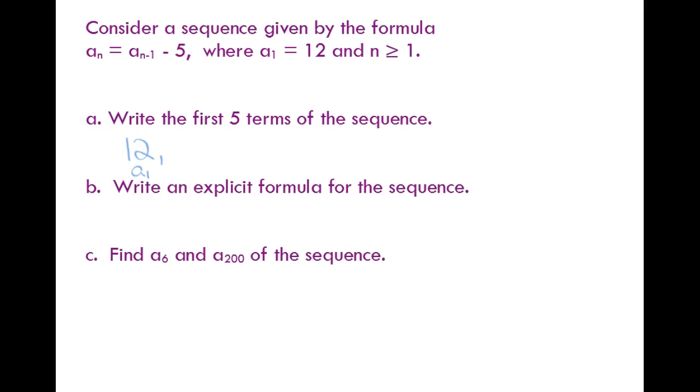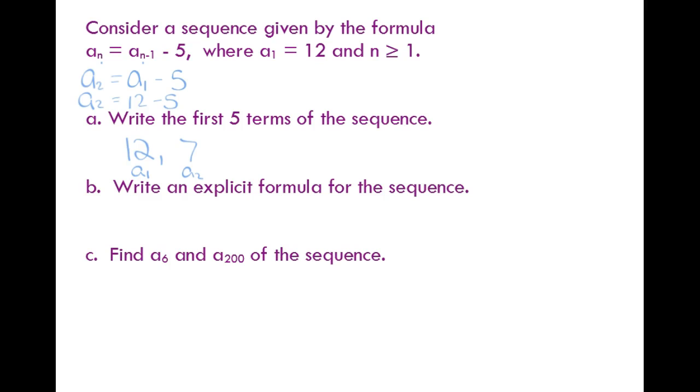So I want to find a of 2. Well, if I look up here, if I want to know a of 2, what that equals, then I do a of 2 minus 1. So I'm plugging in 2 for both n's here and here. So that's a of 2 minus 1, which is a of 1 minus 5. Well, I have a of 1. I know that that's 12. So this is really saying a of 2 equals 12 minus 5, which is 7.